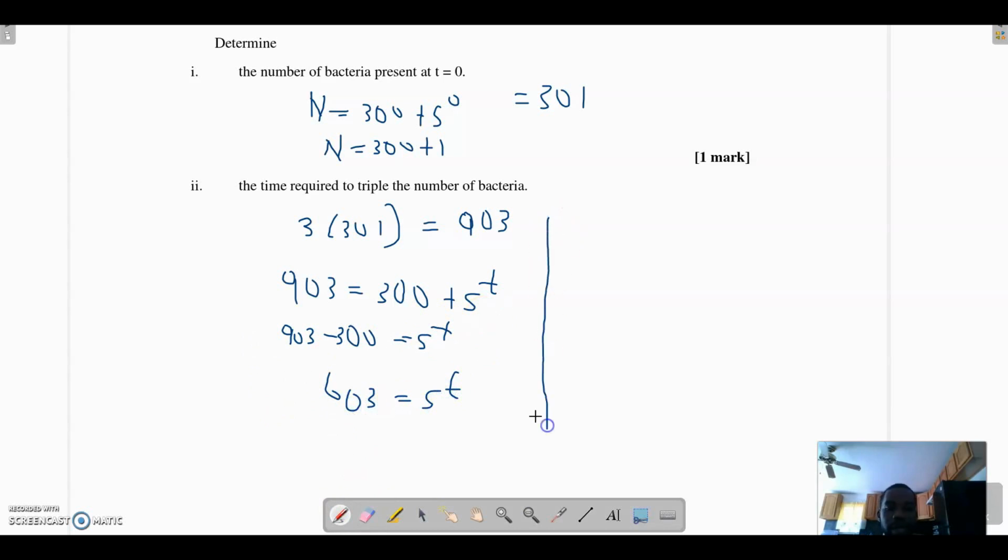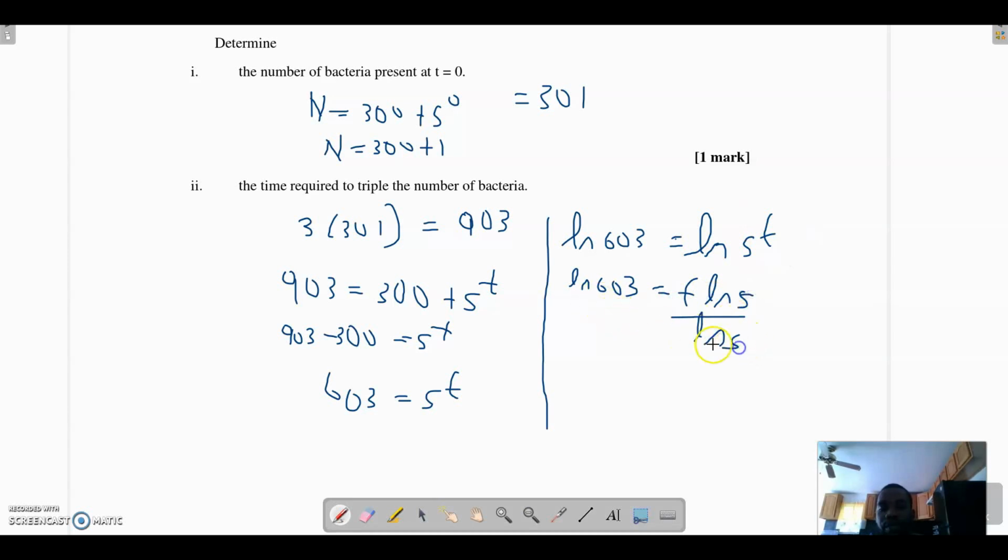Now I want time. I could apply ln or I could apply log. It doesn't matter. So let me go ahead and apply ln. So ln 603 is equal to ln of 5 to the t, right? We don't work out ln 603 yet because we want the most accurate answer. By laws of logs, when you ln something with a power, the power comes to the front. So this is equal to t ln 5. So we divide both sides by ln 5.